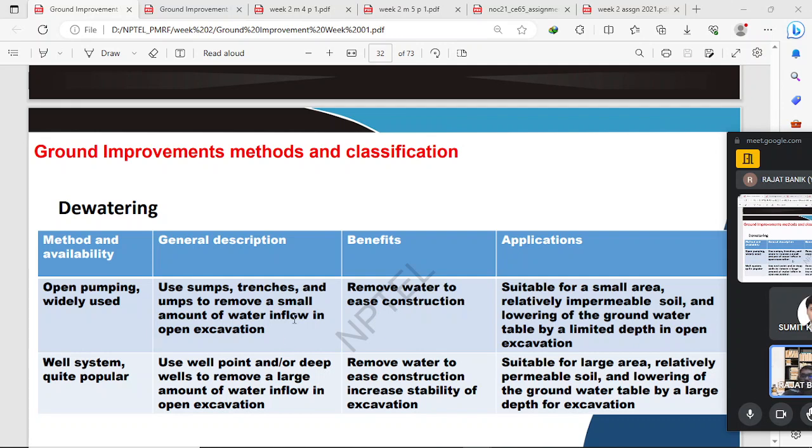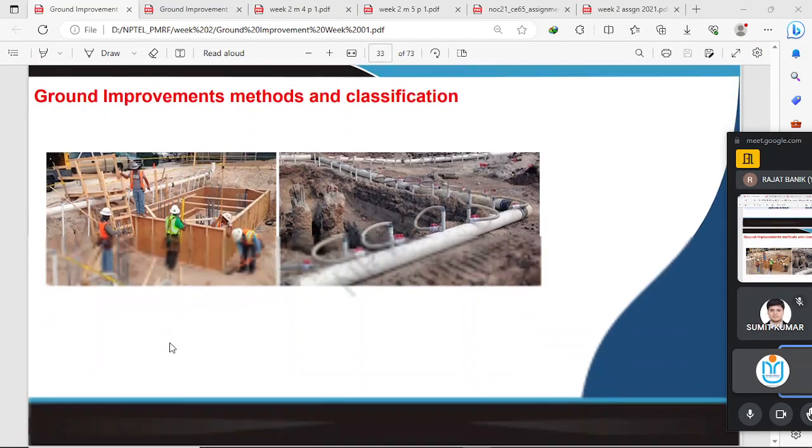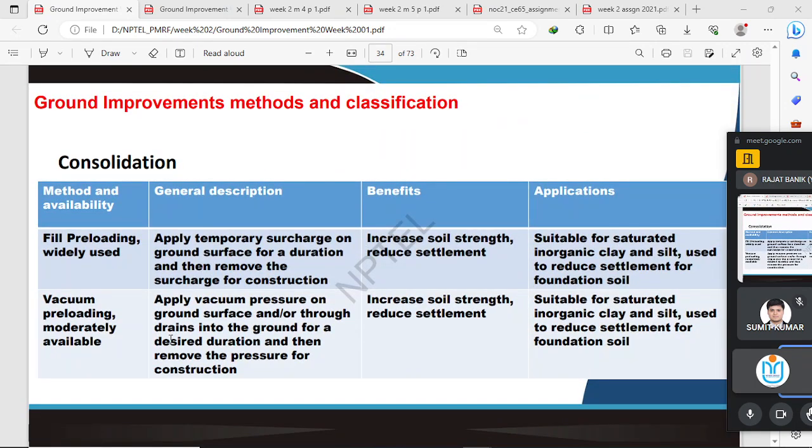And then we also learn about dewatering techniques, the different types, that is open pumping and well systems. Open pumping is limited to shallow areas, small areas and small depths. A well system covers quite a large area to improve the ground. In both cases we remove the water from the construction site to ease construction and increase stability. Then we learn about consolidation techniques. In consolidation, you use fill preloading and vacuum preloading.